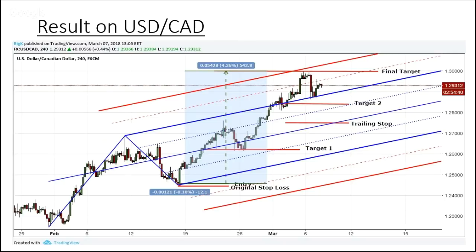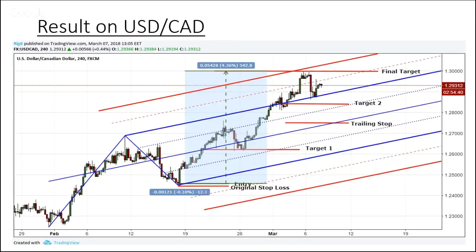But as you can see here, our entry was at exactly the low of this correction. Original stop loss was down here. I'm going to explain to you guys how we're going to be using the pitchfork in part 3 of the EPS strategy to show you where to place targets and how to trail your stops properly. But in this case, we only had a 12 tick or 12 pip stop loss with a 542.8 reward associated with that trade, if you want to count that. In this case, we used 3 targets, and at each target I took 33% off.